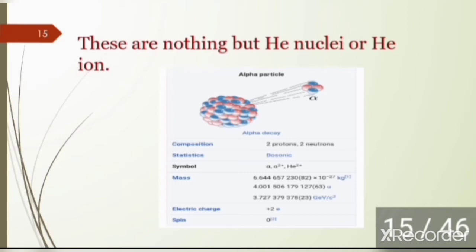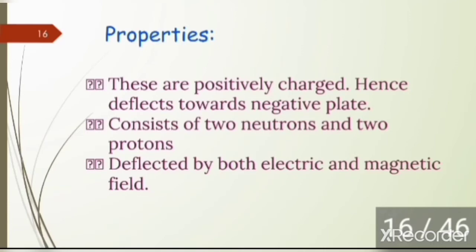So moving on to the properties of helium nuclei or these alpha particles in detail. First property. These are positively charged particles, hence they get deflected towards the negatively charged plate. So since being a positively charged particle, when it is acted upon by an external electric field, it will definitely get deflected towards a negatively charged plate. As I said earlier, these alpha particles are helium nuclei. So they consist of 2 protons and 2 neutrons.